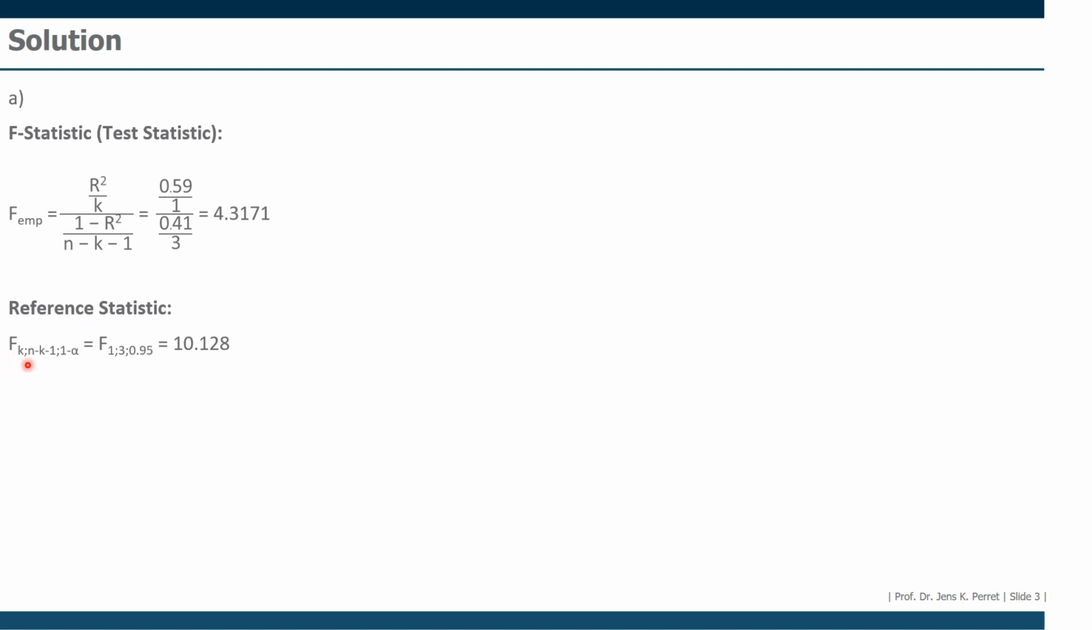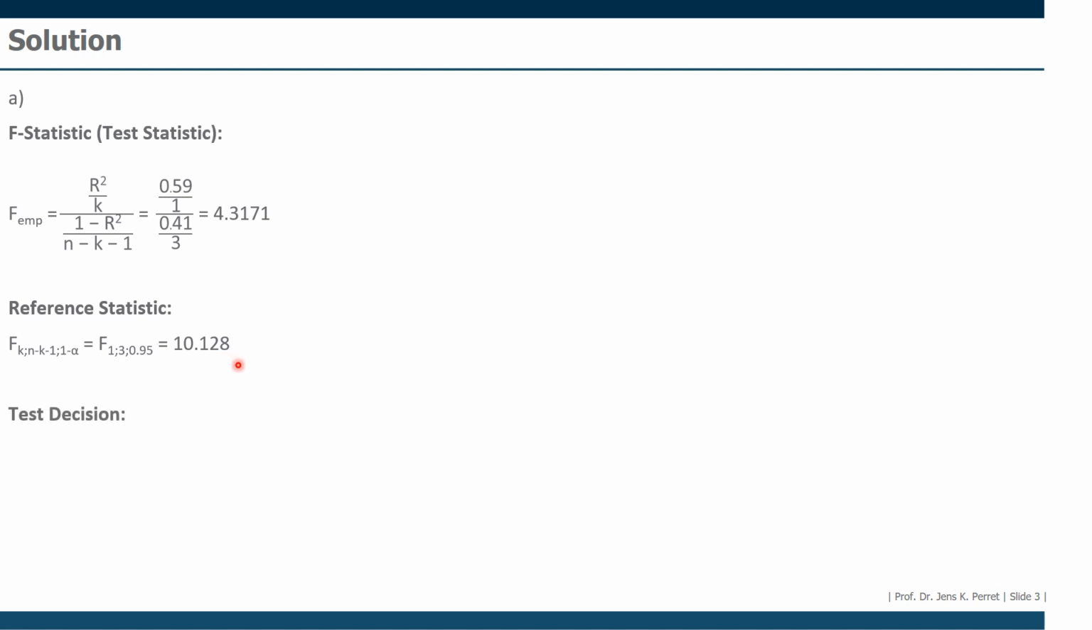In addition, for the test we also need a reference statistic, which for the F test can be gotten as F k, n minus k minus 1, 1 minus alpha. K we know is 1, n minus k minus 1 we know also, that's 3. And then I have 1 minus alpha. Alpha, as determined in the exercise text, is in the first part 5%, so we have 1 minus 0.05 giving us the 0.95. This value we have to look up in the table for the F distribution, yielding us a reference statistic of 10.128.